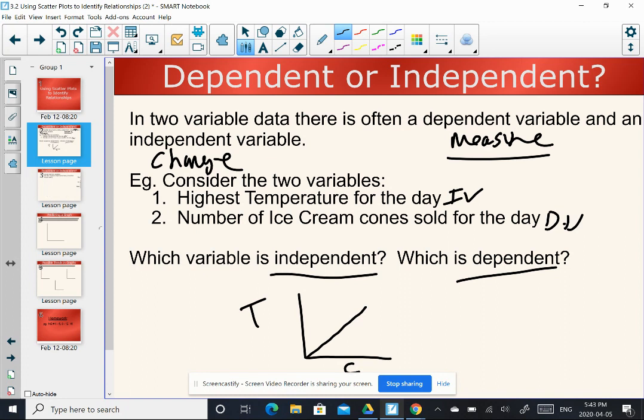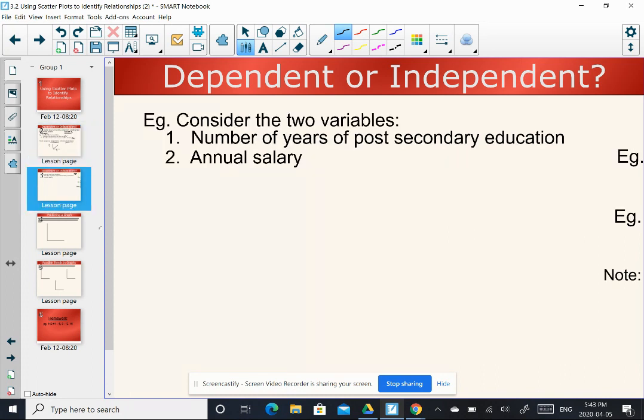Independent, dependent variable. Just to continue on, consider the two variables: the number of years of post-secondary education versus annual salary. Again, we don't have to graph that, but the independent variable would be the number of years of post-secondary. The thing that you're measuring, the dependent variable, would be the annual salary.